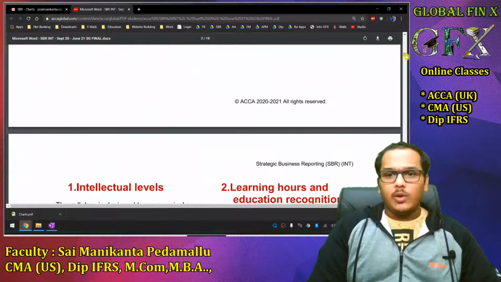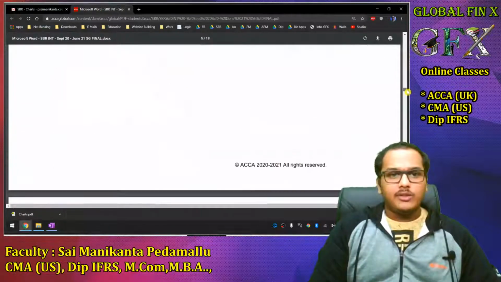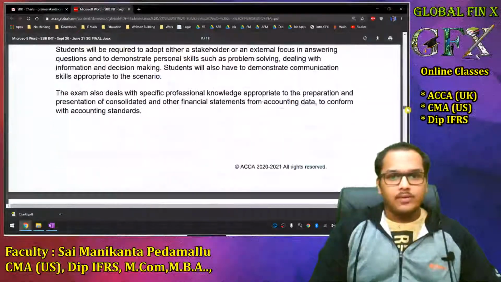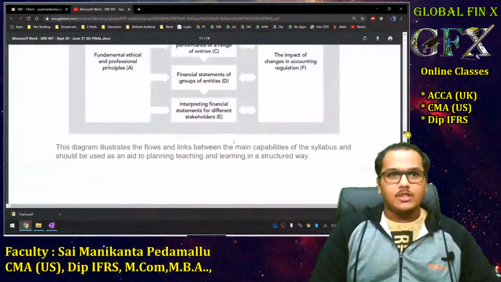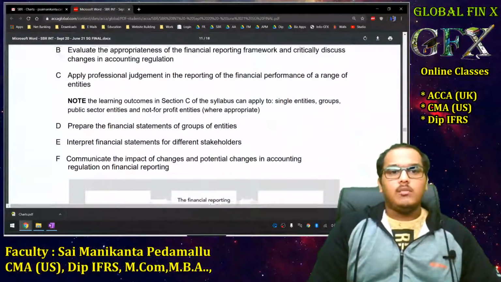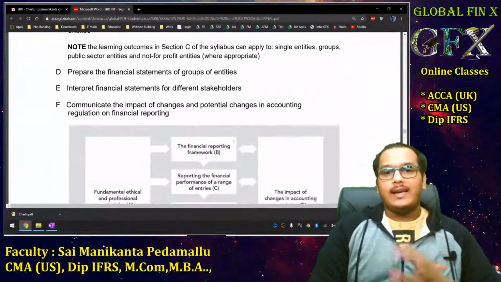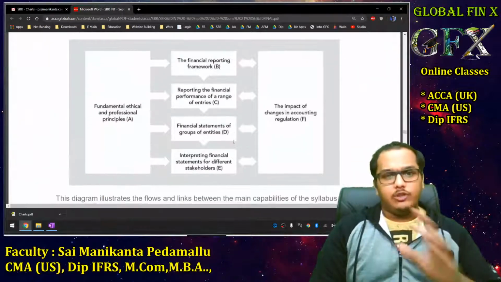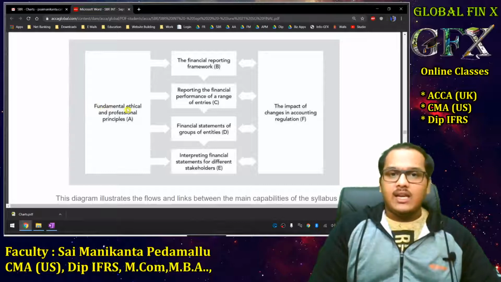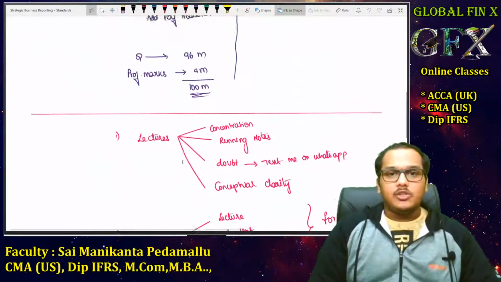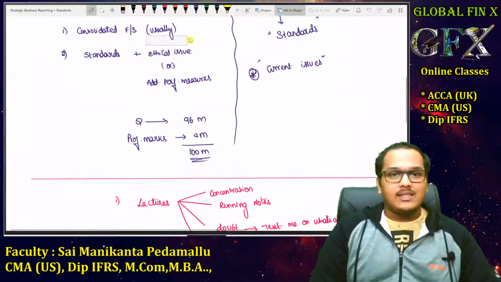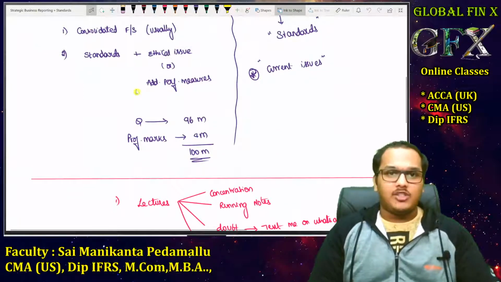I'll very quickly go to the concerned area. This is all about the introduction of ACCA and other stuff, so this is all irrelevant content for you as such. See here, the most important areas of your entire syllabus are structured into five parts. Fundamental ethical and professional principles. As I have already told you, ethical issues are a definite area of examination for you.